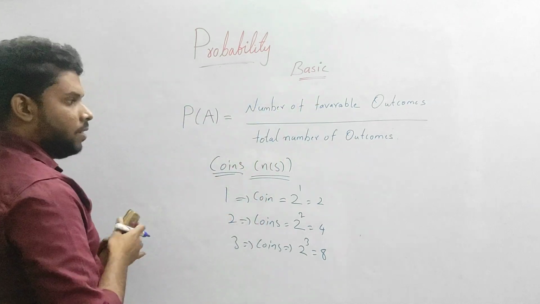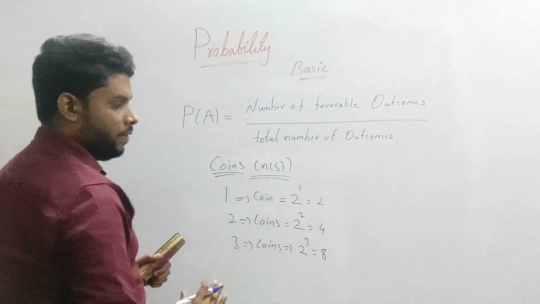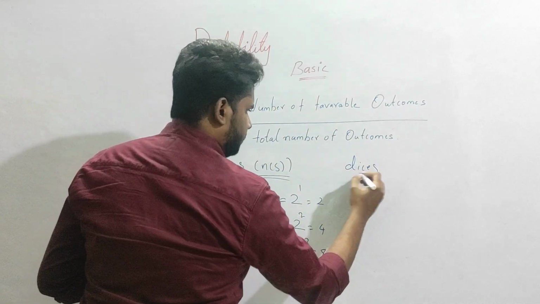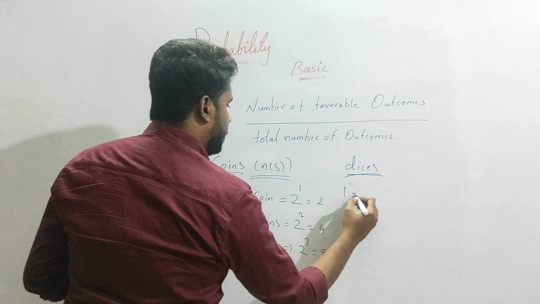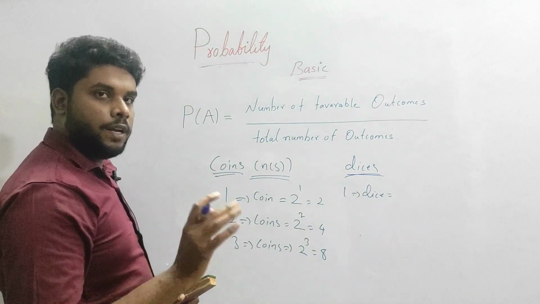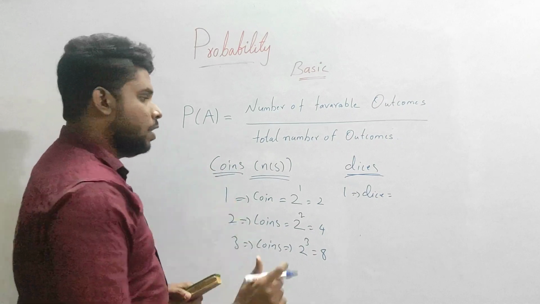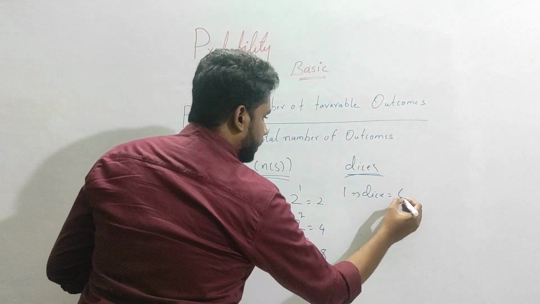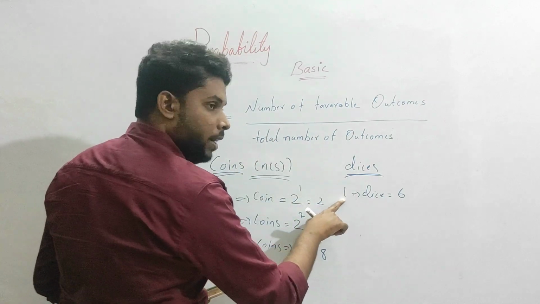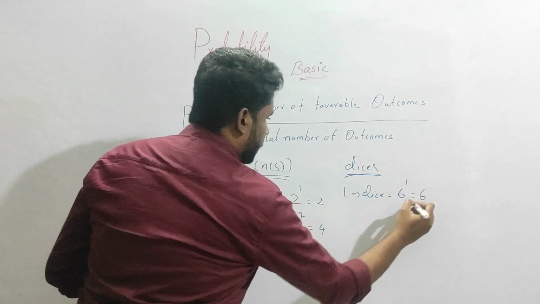Okay, now let's understand how we will find n of S in dice problems. For example, if one dice is rolled, in one dice we know there are 6 numbers, 1 to 6. So in one dice, 6 possibilities, 6 outcomes are there. How many dice am I rolling? 1. So 6 raised to 1, which equals 6.